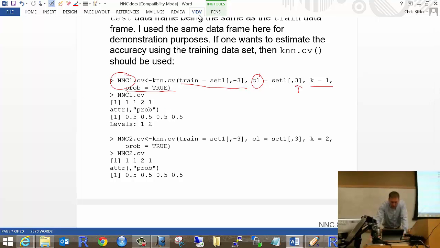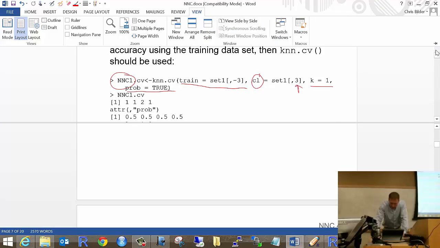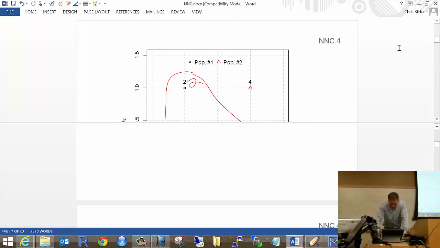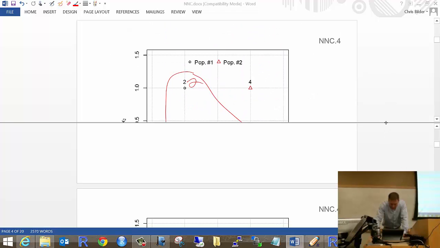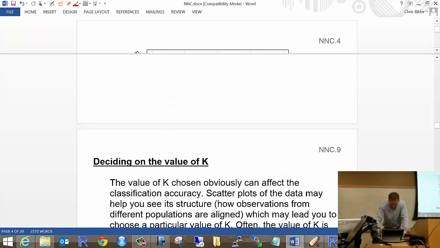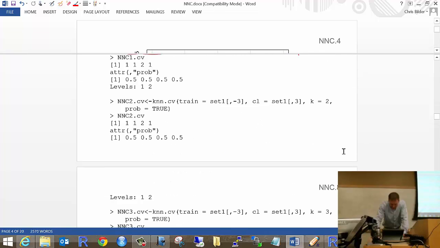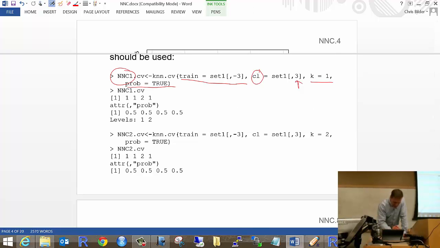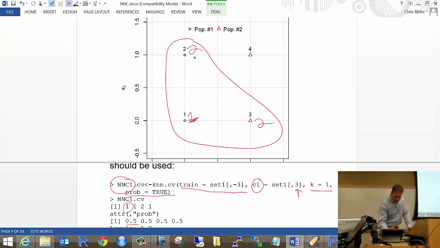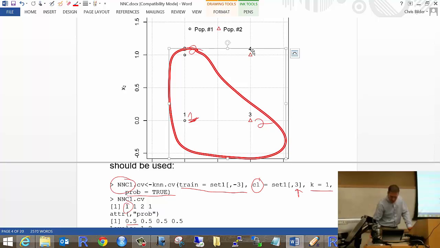Okay. So I want to do a split screen here. We need to go back and forth between the plots. Okay, so let's look at observation number 1. It is classified into population number 1. Notice the corresponding probability, 0.5. How did that happen? Well, let's look at the plot.